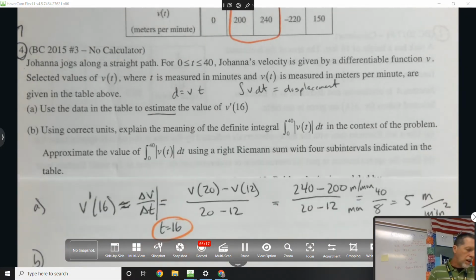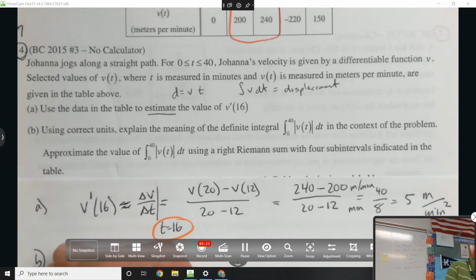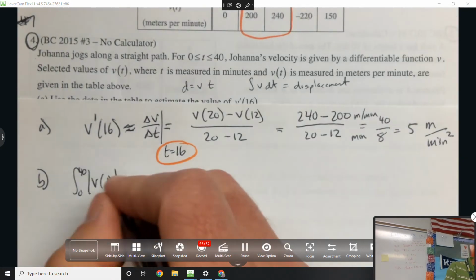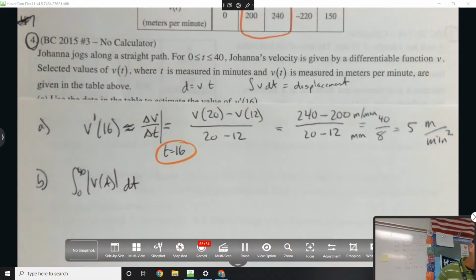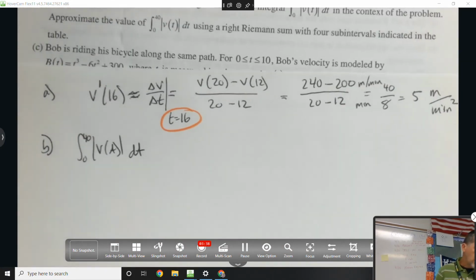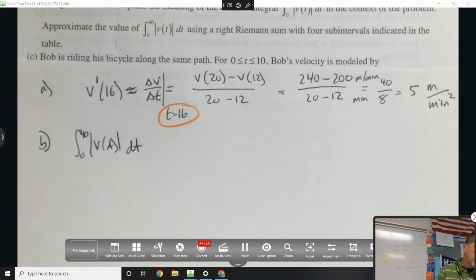Part B. Using correct units, explain the meaning of the definite integral 0 to 40 absolute value of v of t dt in the context of the problem, and then approximate it using a right Riemann sum for intervals and so on. Okay, we haven't done this.